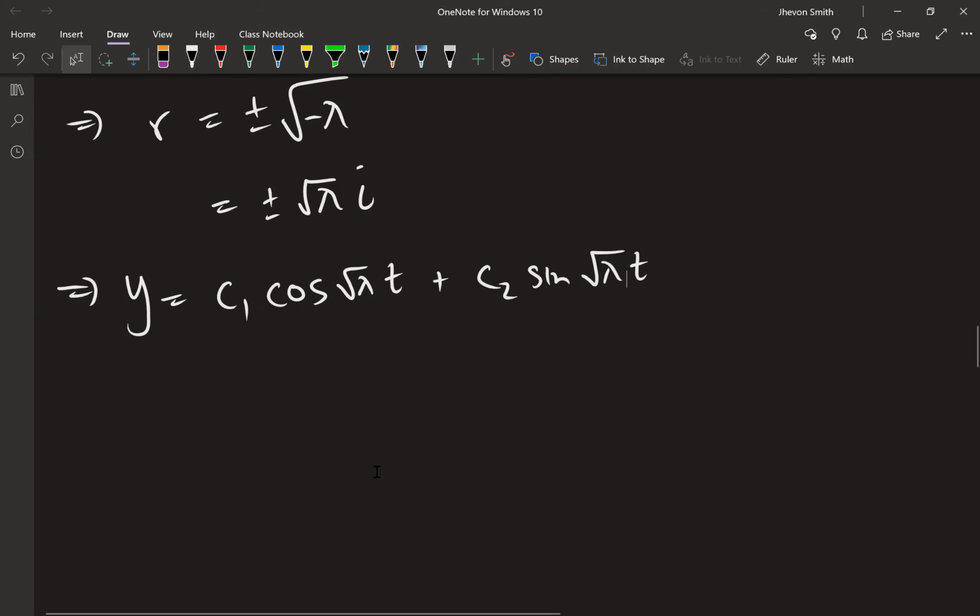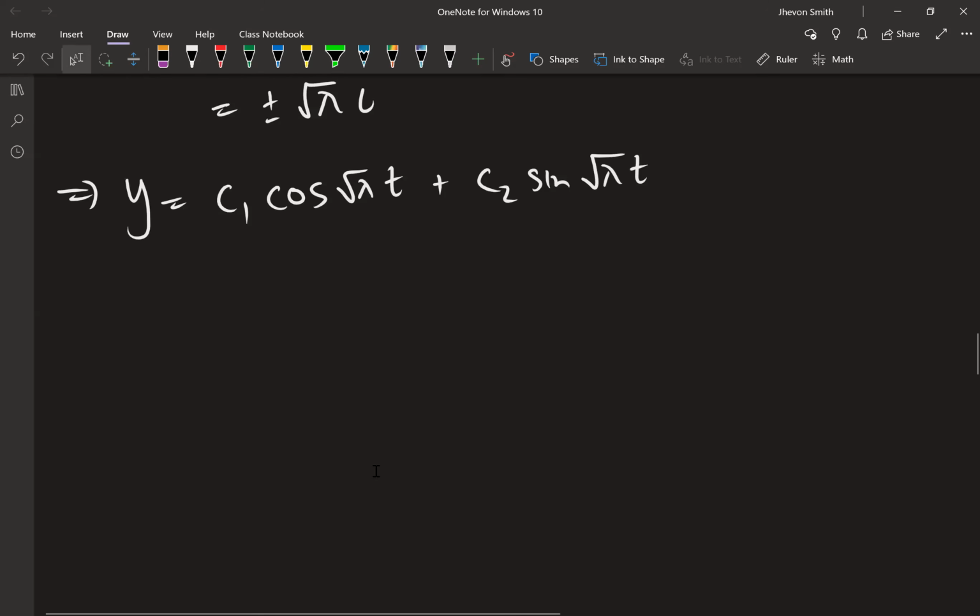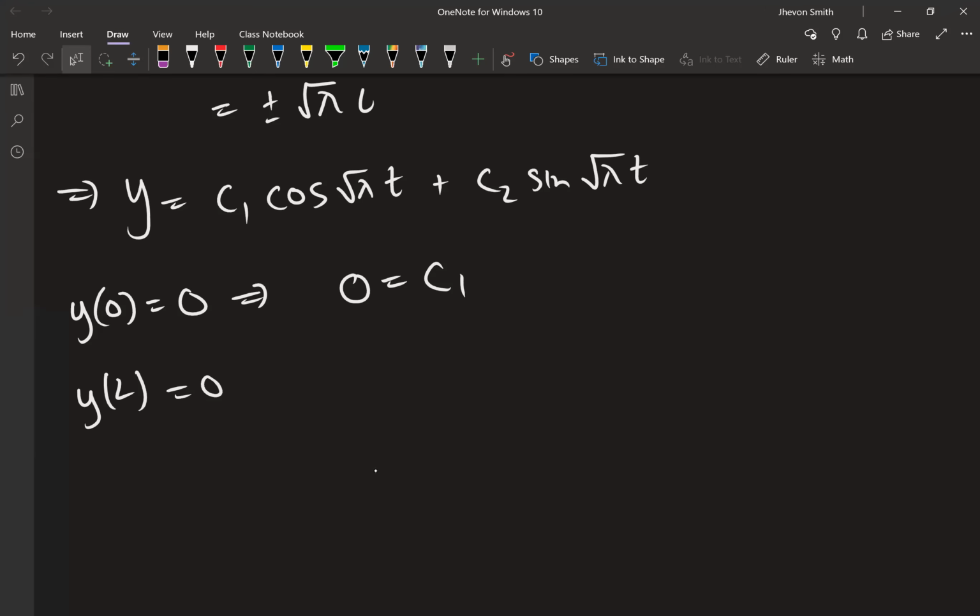Right? And so now we have to check our initial conditions. Well, y of 0 equals 0. This would mean if I plug in 0, cosine of 0 is 1, sine of 0 is 0, so we just get 0 equals C1. All right? What about y of L equals 0? Plug this in. I already know that C1 is 0, so there's only the sine part to care about. So this would mean that 0 is going to be equal to C2 sine of lambda times L.